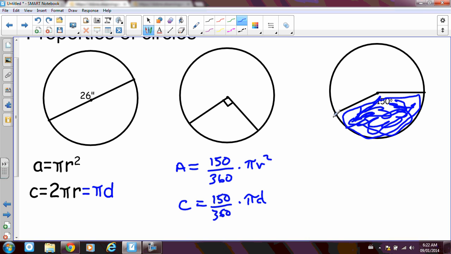Same idea if I'm trying to find the distance around the arc here. I have 150 out of 360 of the distance around the circle. So basically, that's what those two formulas are trying to tell you. Just take a fraction of the whole, that number of degrees out of 360. It's a fraction of the original, and otherwise we can just solve it.